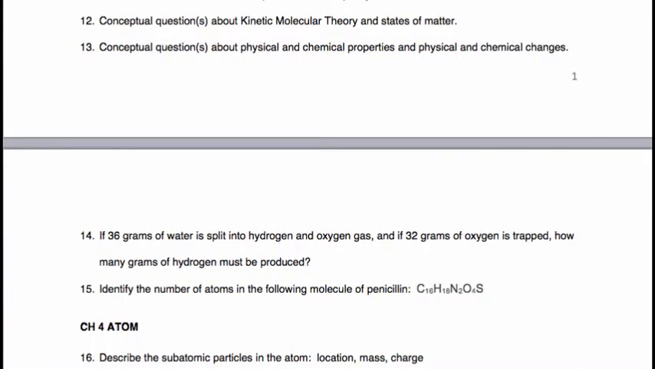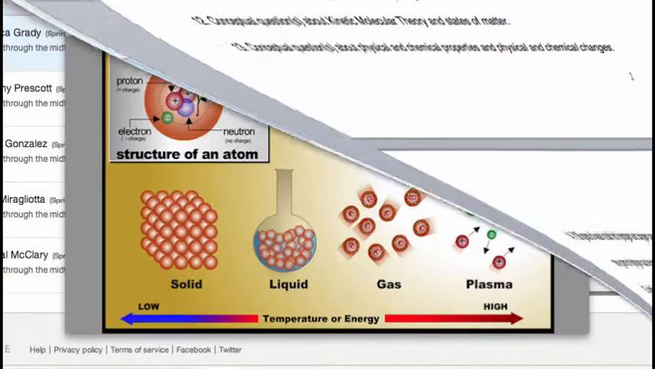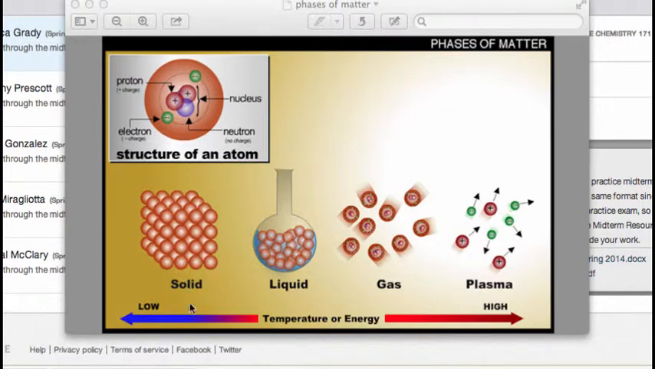Number 12, conceptual questions about the kinetic molecular theory and states of matter. The KMT, the kinetic molecular theory, is thinking on the atomic level. What are the atoms doing? Here I have an image of the different phases of matter, and the KMT is basically expressing what we see here in these images. When we have the solid phase, we're saying that the atoms are close together and they have bonds that have formed between the atoms, and that all they're doing is vibrating. They're very rigidly in place.